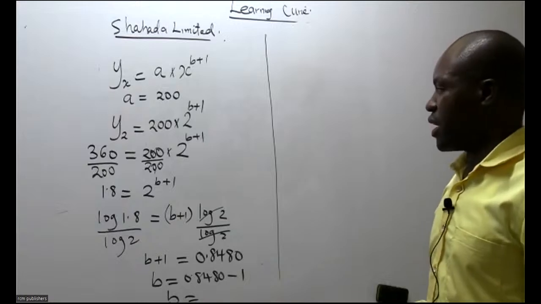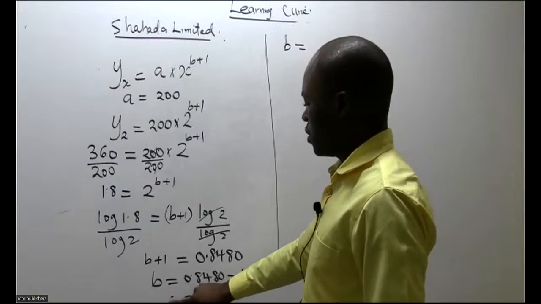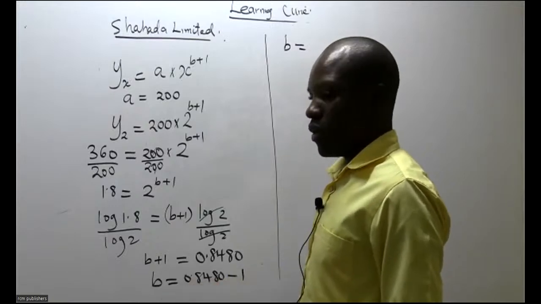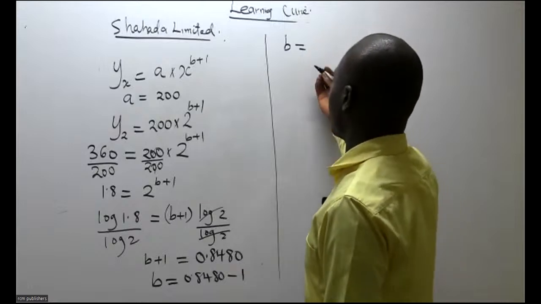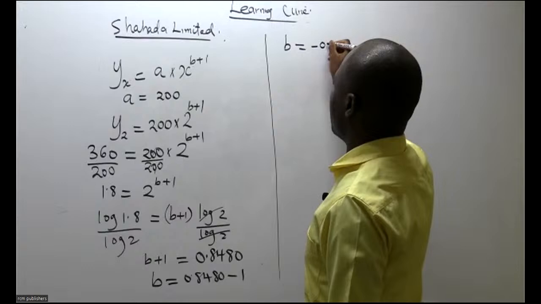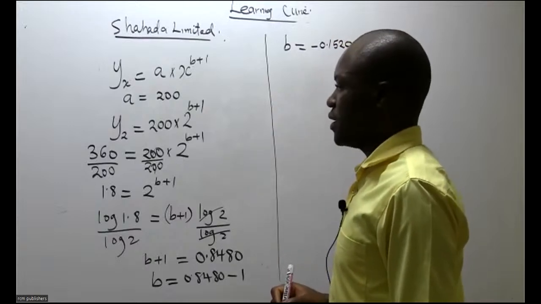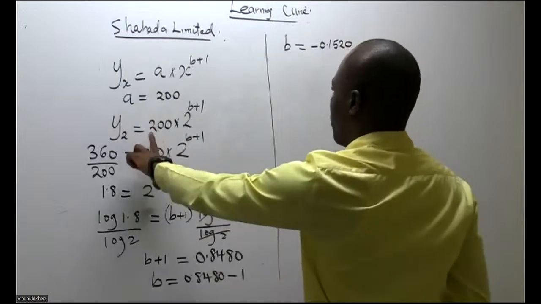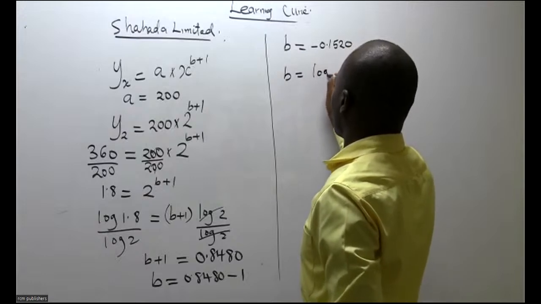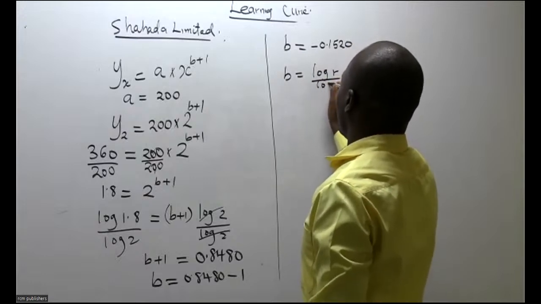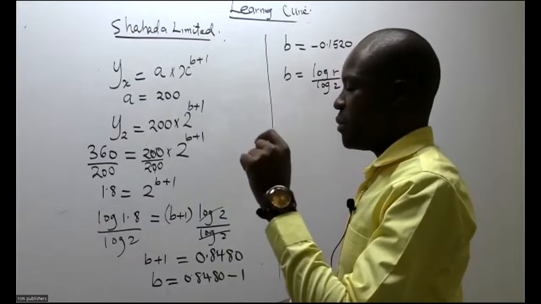The value of B, are we getting the value of B? The value of B is negative 0.1520. That is what we are getting, is it? Now come to our formula, which we said, how do we get B? B is equal to log R over log 2. Log R divided by log 2.